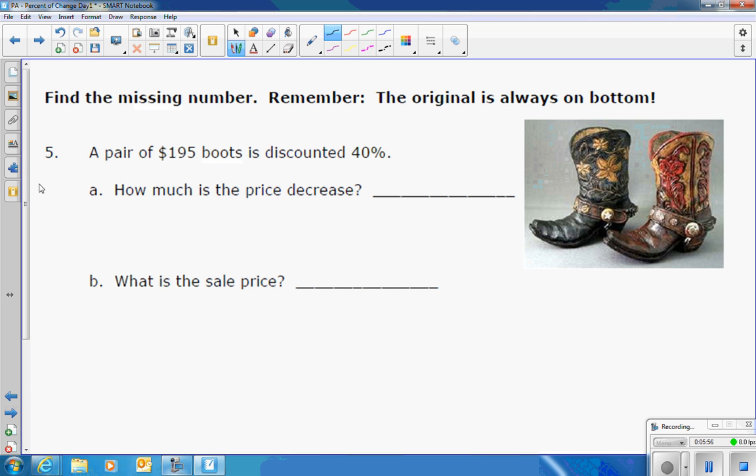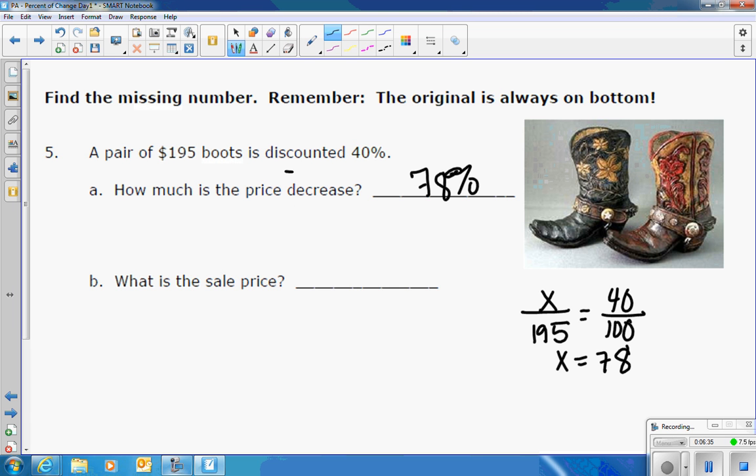The last problem is talking about a pair of boots that is $195 and it being discounted by 40%. So first of all, we want to know how much the price decreases. Well, originally they were $195. I don't know how much they decrease by, but I do know that they decrease by 40%, which percents are always out of 100. So I'm going to cross multiply and divide, and that's going to tell me that my decrease is $78.